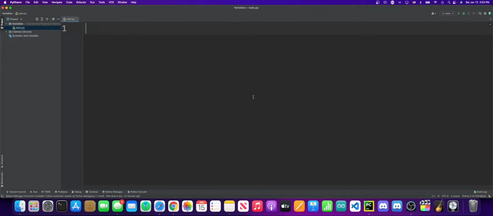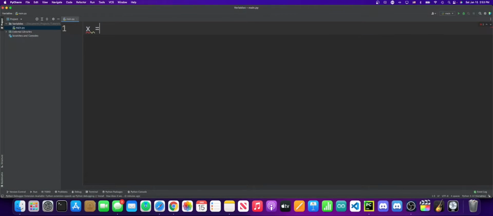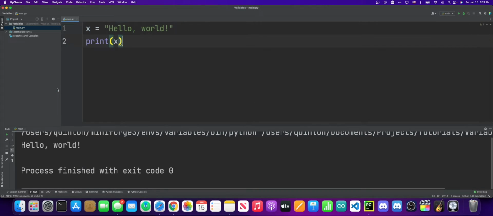Well, it's basically a labeled bucket of memory that can represent anything. So let's go ahead and declare a variable here. We're just going to name it x. And we're going to say that x is equal to hello world. Well, we've gone ahead and declared and said that x equals hello world. But how do we check that? Well, we can check by printing out the value of x like we did. There you go. X equals hello world.